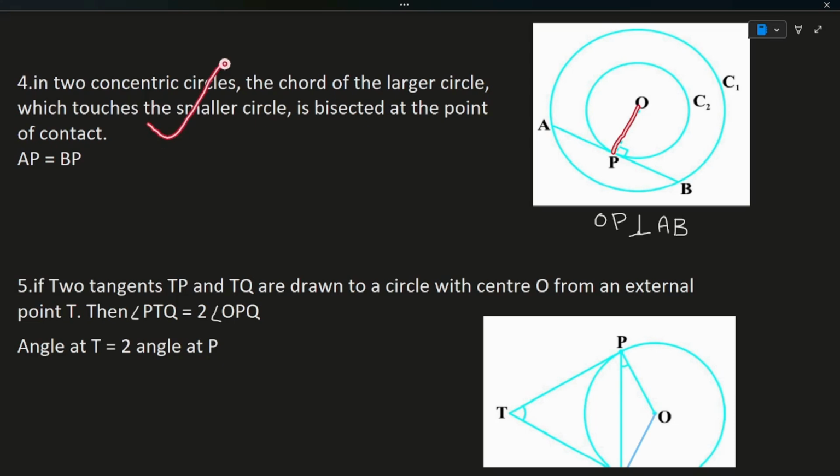The same thing is explained in point number 4. Listen carefully. C1 is the larger circle. If I draw a chord AB to the larger circle, also this chord became tangent to the smaller circle. In this kind of situation, this chord is perpendicular to the radius of the smaller circle. Also, AP equal to BP means line OP cuts AB into two equal parts. If AB equal to 10 centimeters, OP will cut it as 5 centimeters and 5 centimeters. If AB equal to 20 centimeters, then OP will cut it as 10 centimeters and 10 centimeters. In this manner, OP is perpendicular to AB.